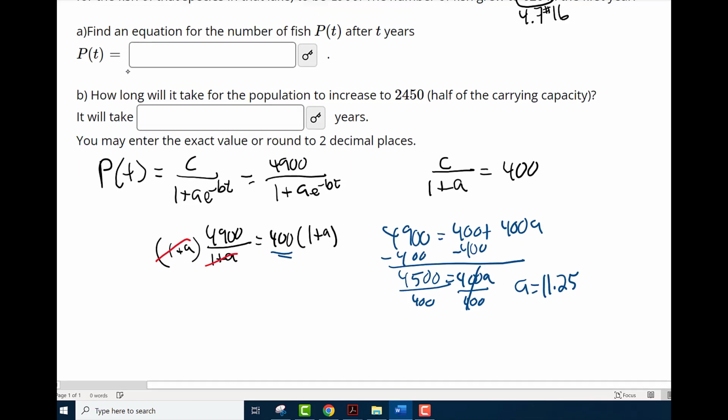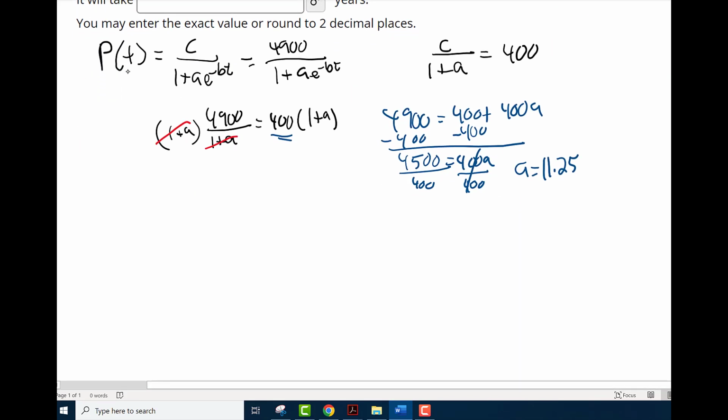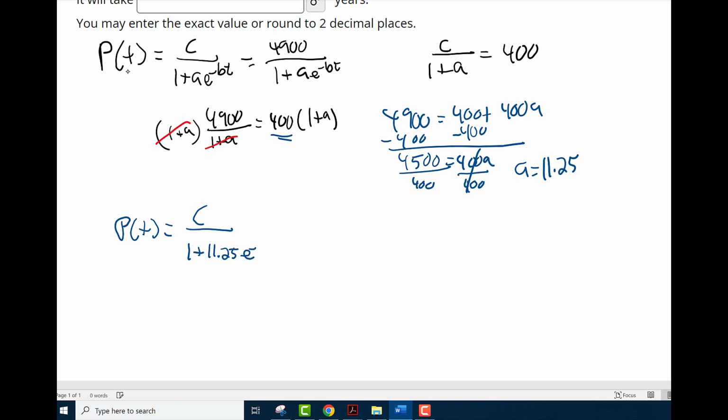Okay, I can scroll this up, keep on working here. So our formula is going to be P of t equals c over 1 plus 11.25 e to the negative bt. Oh, I forgot that. C, we know what that is. That's 4,900. Okay, so we're at 4,900 up on top. Now, let's continue.